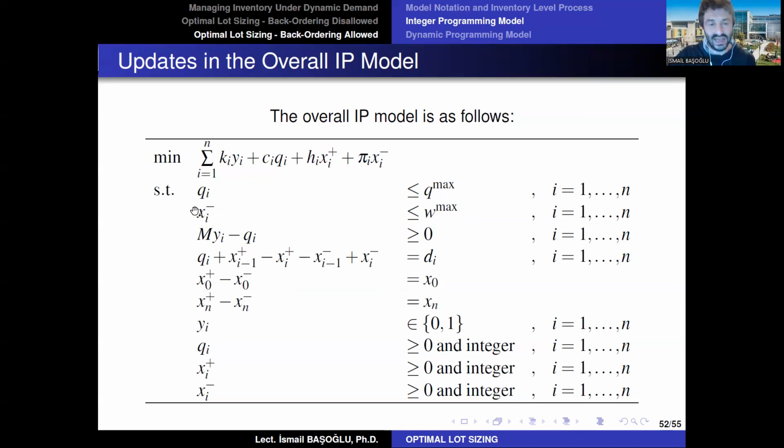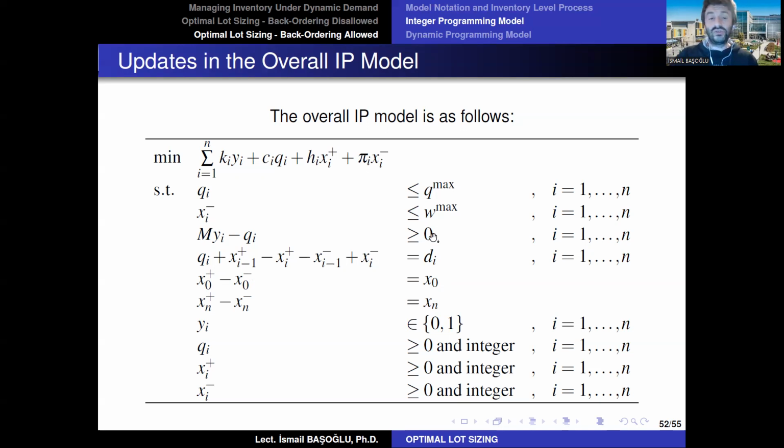So we say that the ending inventory level in the end of any period, and the backordering amount in the end of any period, xi minus, these values can never exceed the maximum allowed backordering size in the end of a period.